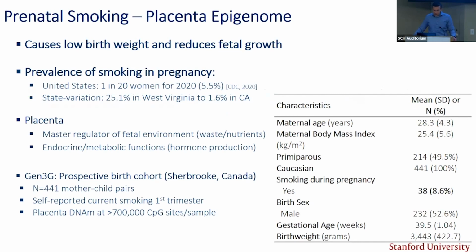In the US, there's quite a bit of variation. The prevalence is about 5% of pregnant people reported smoking during pregnancy, but there's quite a bit of state variation, as high as 25% in West Virginia, and California is doing pretty good. We're getting close to only 1% of pregnant people reporting smoking during pregnancy.